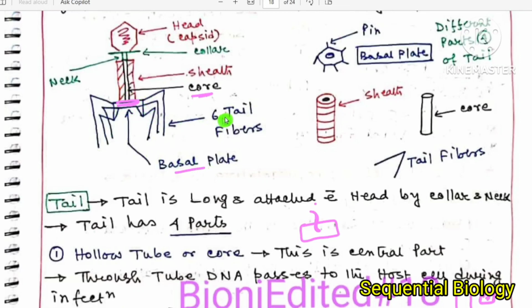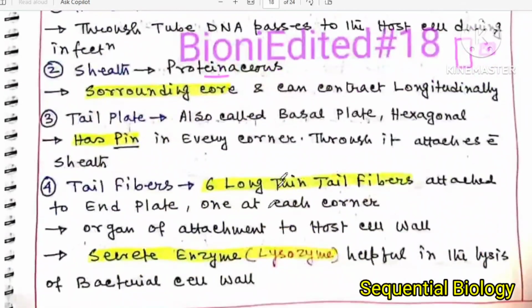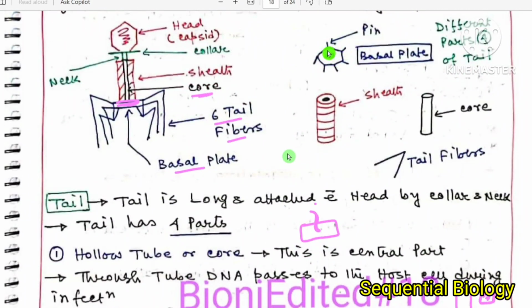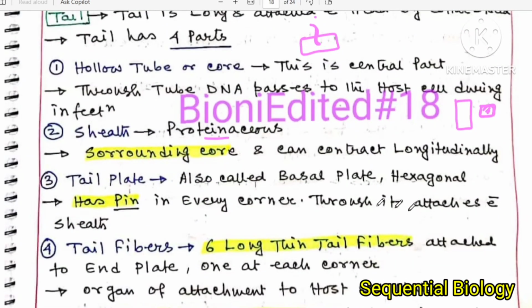And with this tail plate, 6 tail fibers are present. So this tail plate is attached with 6 tail fibers. The tail plate, also called the basal plate, is hexagonal and has a pin in every corner. In this tail plate there are pins. Since this is hexagonal, in every point there is a pin. There are many pins that can be seen in every corner, and through them it attaches with the sheath.